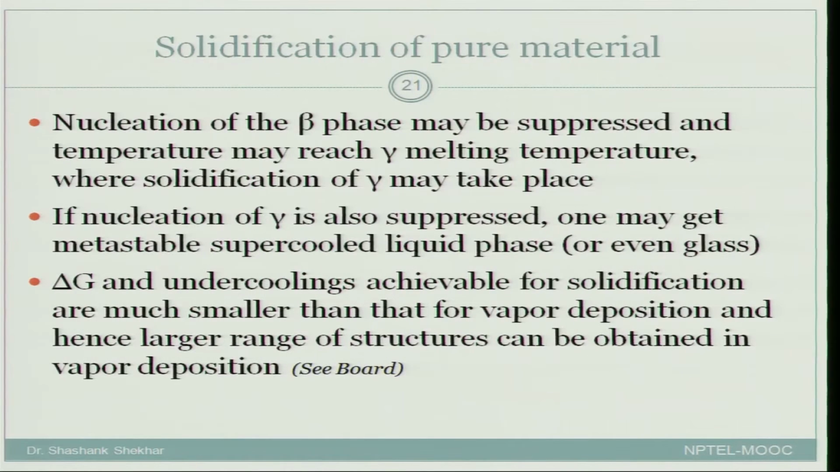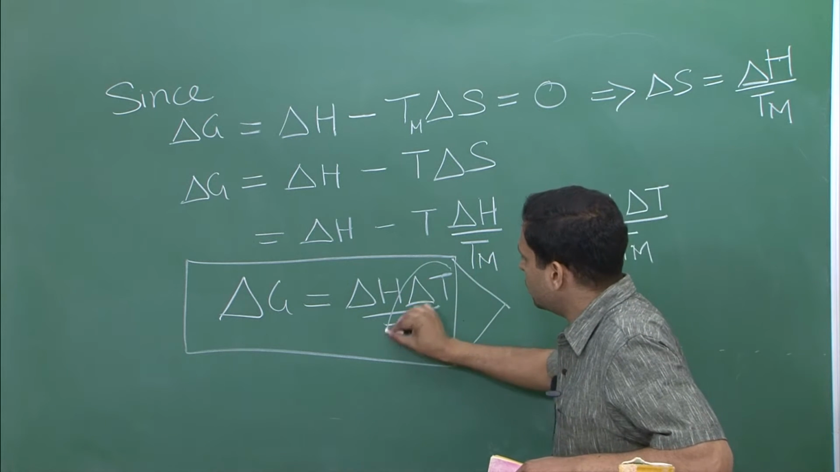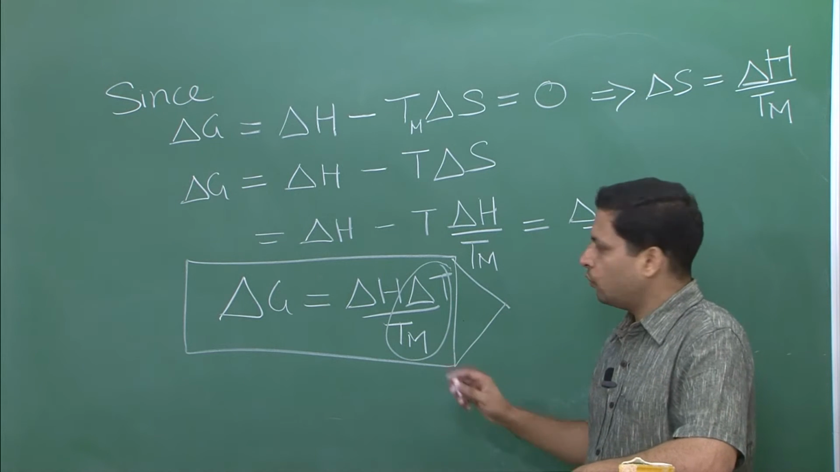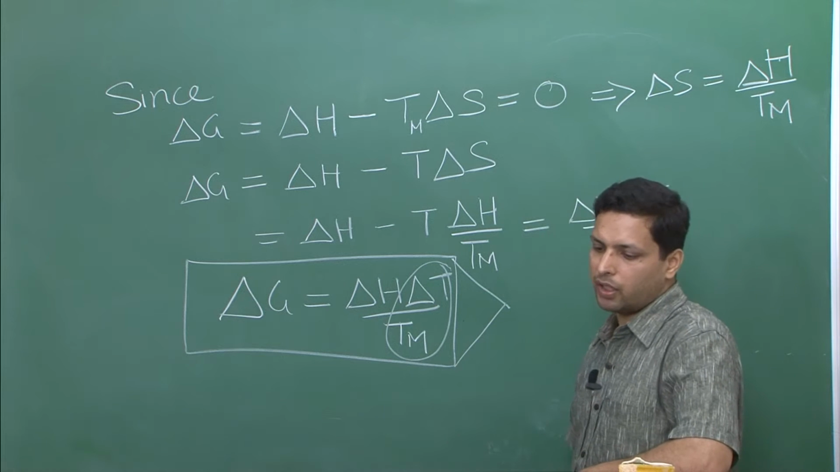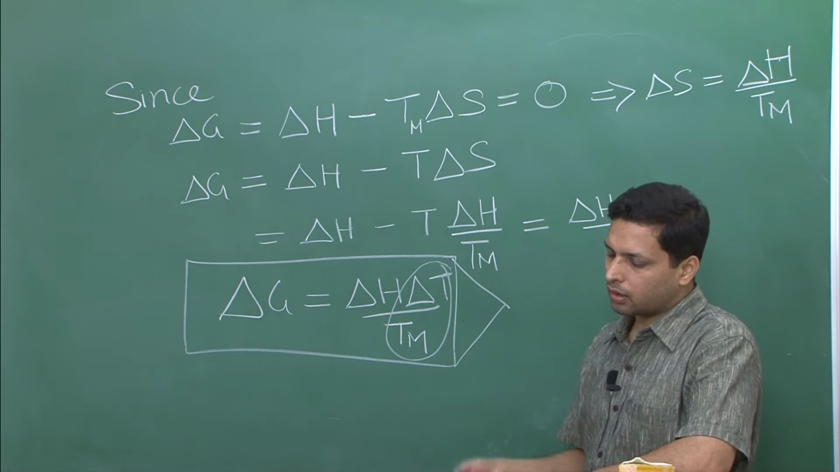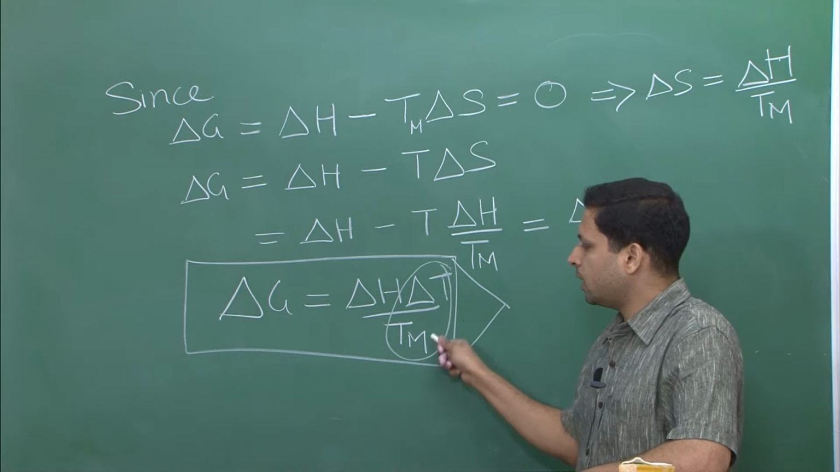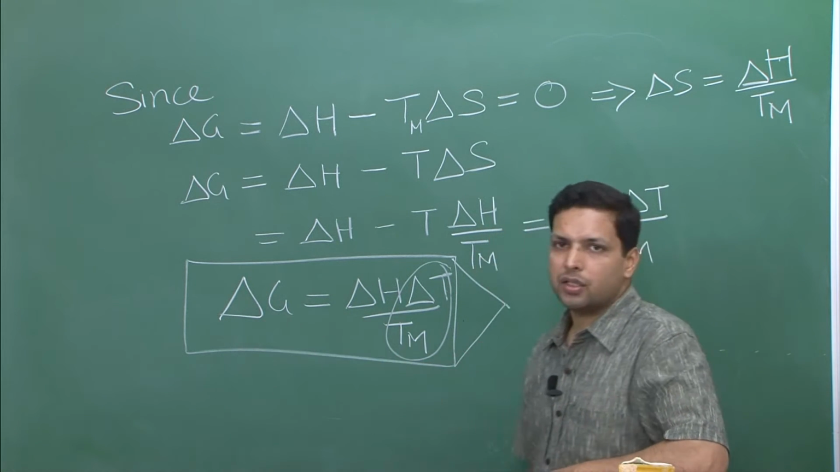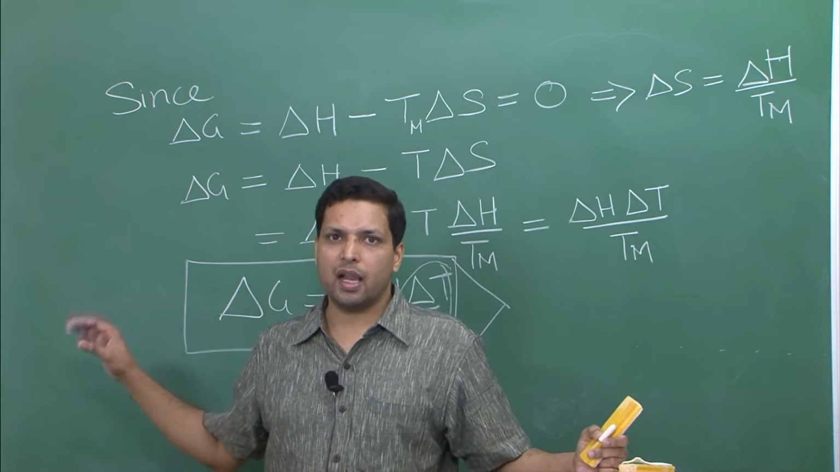Now you look at this equation. Why I said this is important is because in regular solidification processes, this quantity delta T by Tm that you can obtain is very small, which means the undercooling is small, as well as the delta G that you are able to get is very small. But if you make solidification from vapor deposition, you can get very large values of delta T by Tm, which means you get very large undercoolings as well as very large driving forces, which means that you will be able to get a very large range of structures.